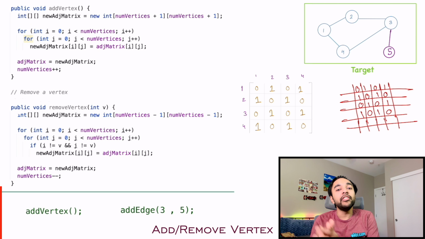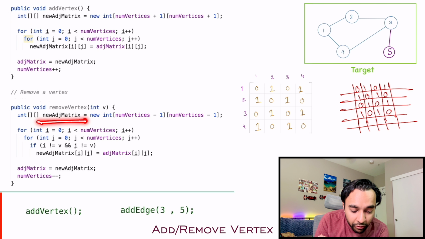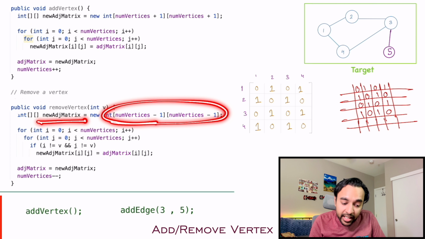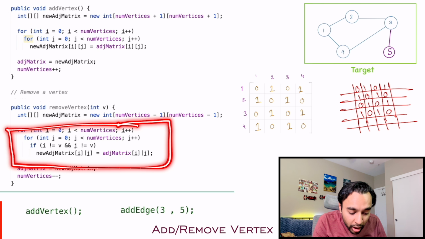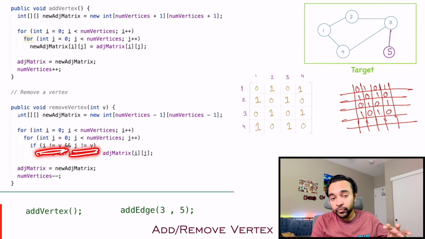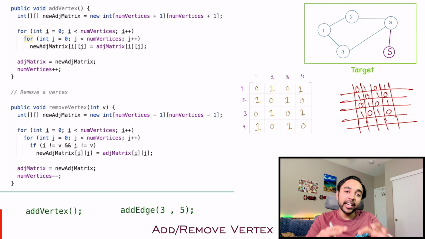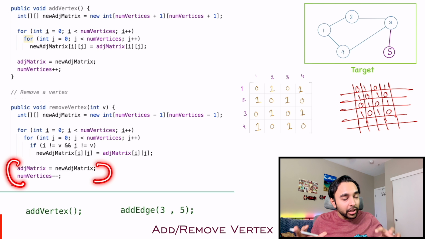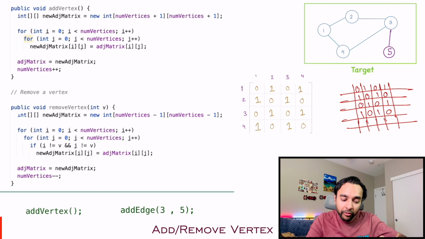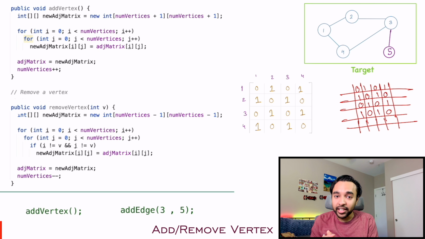So once again, we will have to follow the same approach. You will create a new adjacency matrix with the reduced size, and then you will copy all of the values except that particular row and that particular column. All the other values will just get copied over and you will once again get a new adjacency matrix that you are going to swap out. So this is how you perform the add vertex and the remove vertex in an adjacency matrix.